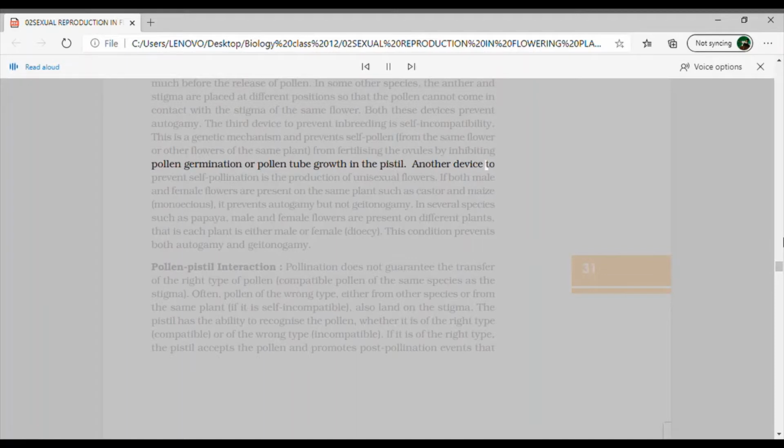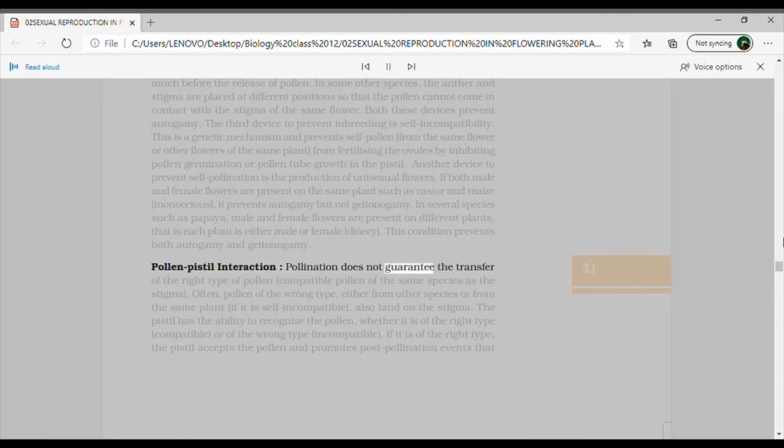Another device to prevent self-pollination is the production of unisexual flowers. If both male and female flowers are present on the same plant, such as castor and maize (monoecious), it prevents autogamy, but not geitonogamy. In several species such as papaya, male and female flowers are present on different plants, that is, each plant is either male or female (dioecious). This condition prevents both autogamy and geitonogamy.